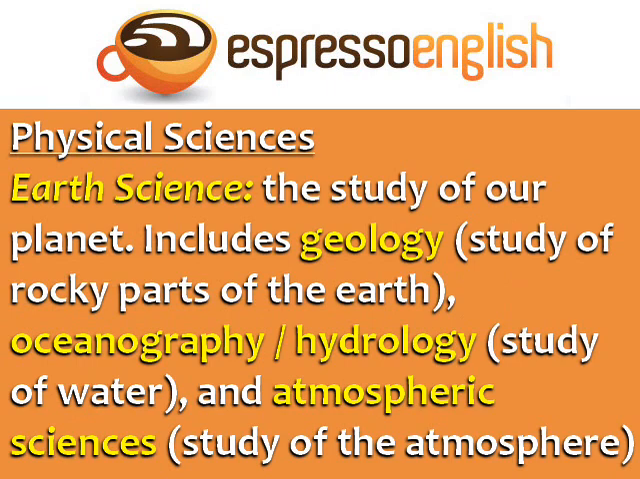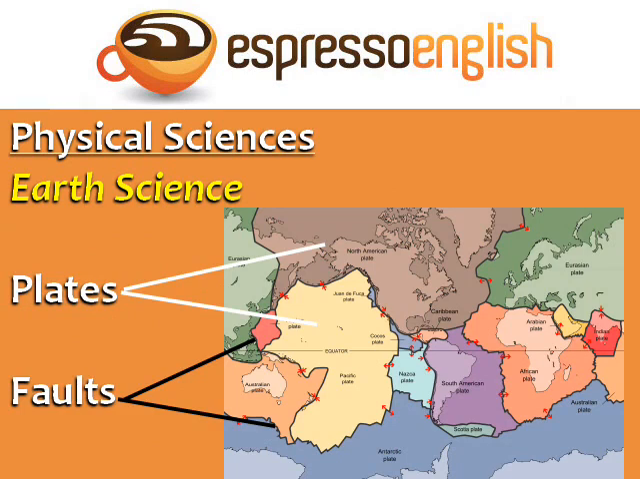Earth science is the study of our planet, including fields such as geology, the study of the rocky parts of the Earth, oceanography and hydrology, the study of the Earth's water, and atmospheric sciences, the study of the atmosphere. The surface of the Earth consists of large sections called plates, and the boundaries between these plates are called faults. These are often areas of high geological activity with earthquakes and volcanoes.